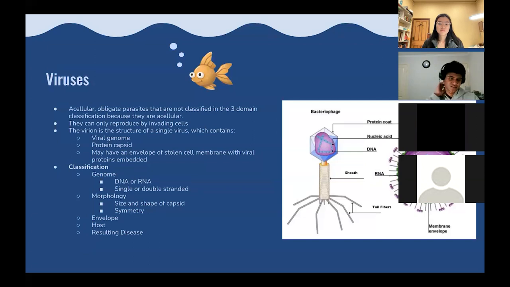Now, the classification of viruses depends on its genome, its morphology, etc. But what you really just need to be able to do is focus on the DNA, RNA, single or double-stranded. Okay. That's probably going to come up again. I've seen it a few times. They might give you an example of a virus, and you're expected to know a few of them, the type that it is. So is it DNA? Is it double-stranded, etc.? If you had to focus on classifications, just focus on if it's DNA or RNA and single or double-stranded.